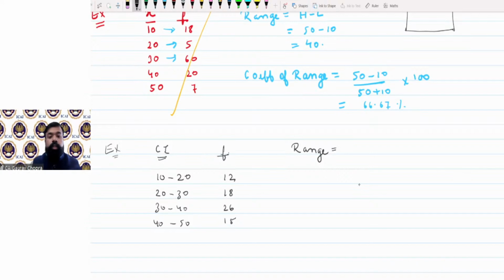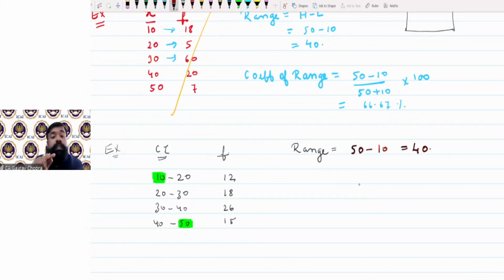So for this range, we have to do highest value minus lowest value. Which is the highest value here? Clearly 50 is the highest value and 10 is the lowest value. So the range will be 50 minus 10, that is 40. So range will be 40.